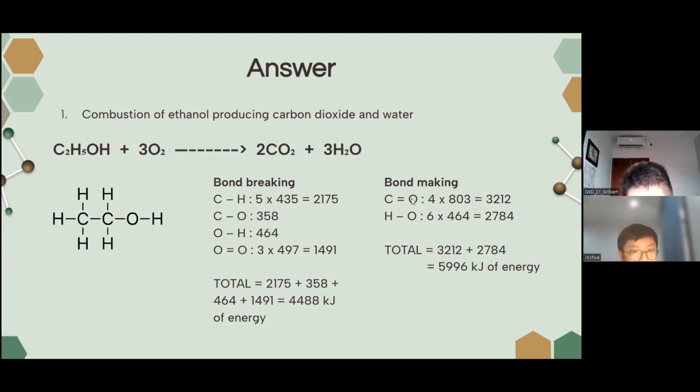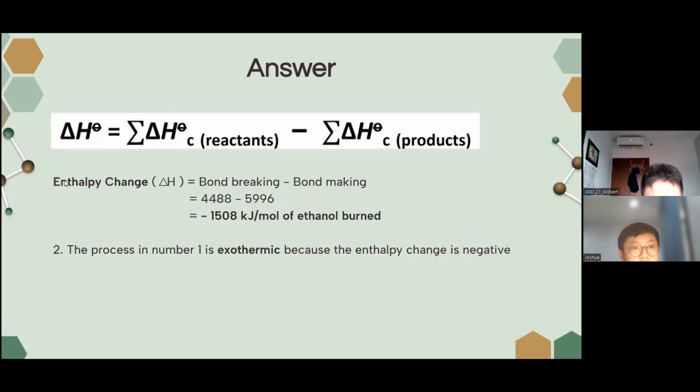So for the total, we're going to total CO and HO. The total of CO is 3212 plus the total of HO, which is 2784. And this equals 5996 kilojoules of energy.